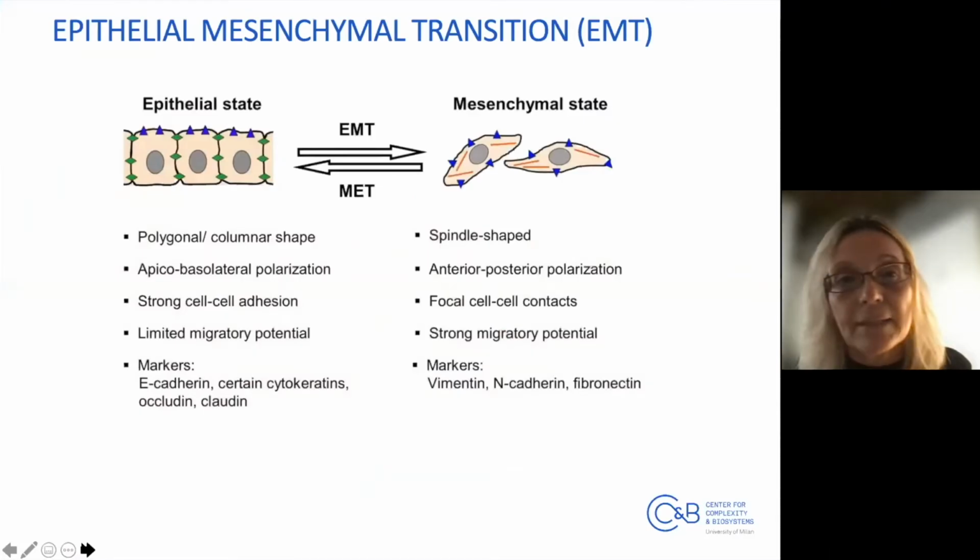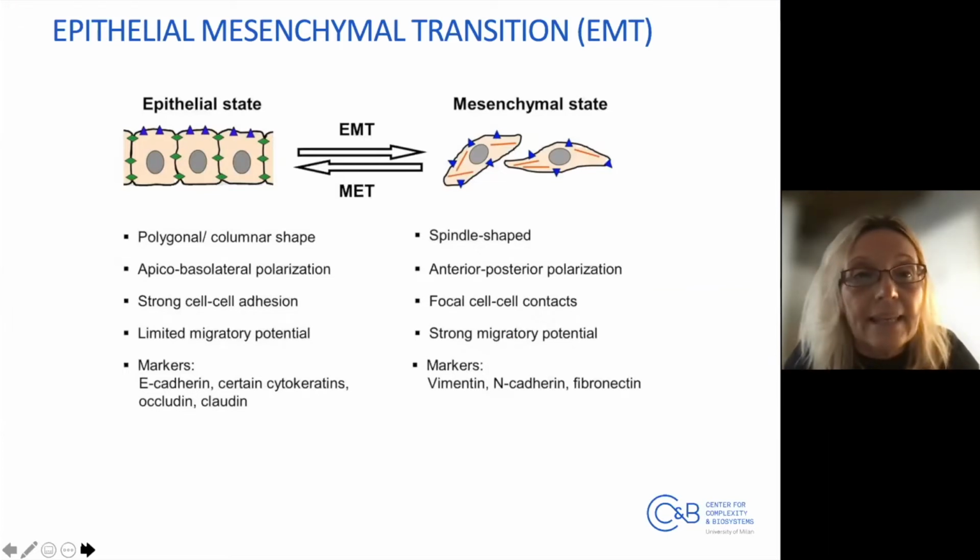What is epithelial mesenchymal transition? This is a very simplified scheme. We have an epithelial state where the cells have a specific shape, like a polygonal or columnar shape. They are connected. There is an apico-basolateral polarization. Of course, since these cells are constrained and there are adhesion molecules between the cells, they cannot move so much. So there is limited migratory potential. And as biologists, we have markers that we can use to define this state.